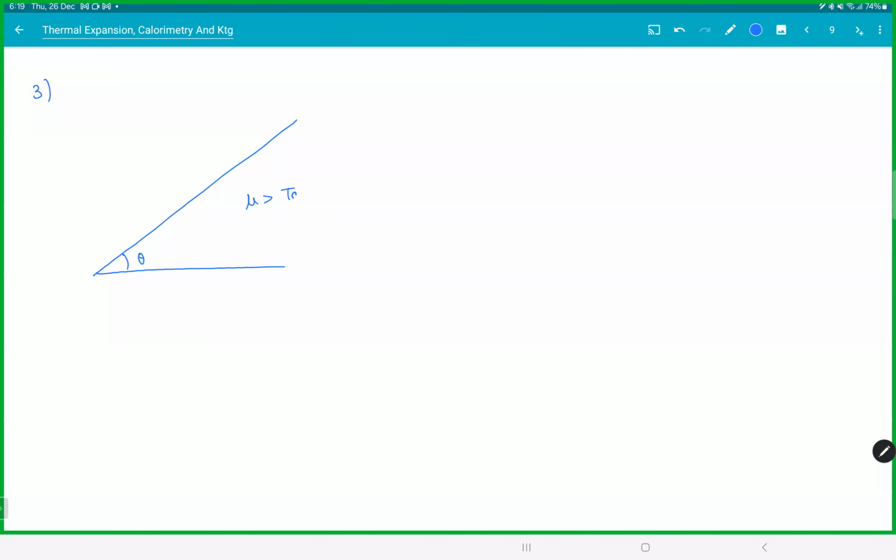Let's say mu is greater than tan theta. You kept a rod on top of it. We have a rod of mass m, length L, and alpha is the coefficient of linear expansion. So first thing, when temperature increases, a point on the rod does not move. Point P.